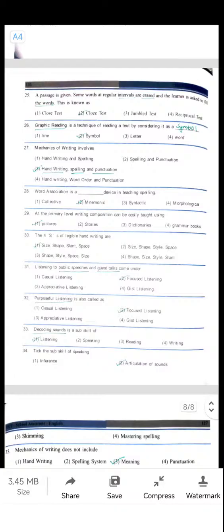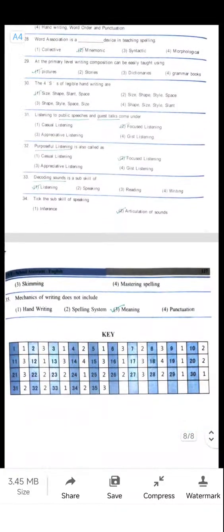Next, the subskills of speaking: the articulation of sounds. Okay, next, this is the last question: the mechanics of writing does not include. Because we know the mechanics are handwriting, spelling, and pronunciation, it should not include those. They are not included in the mechanics of writing.